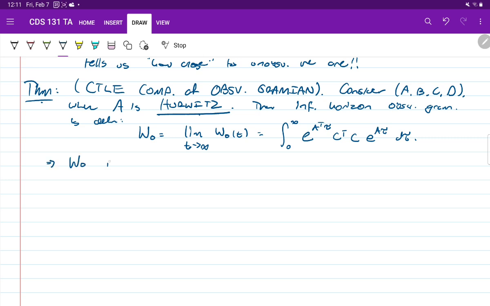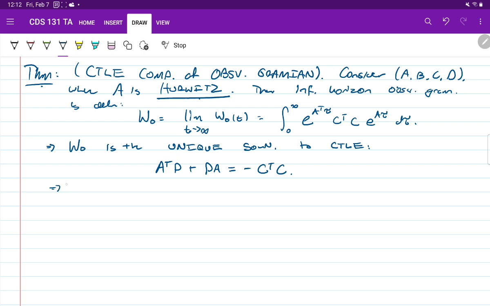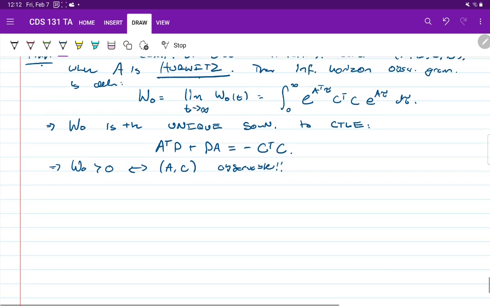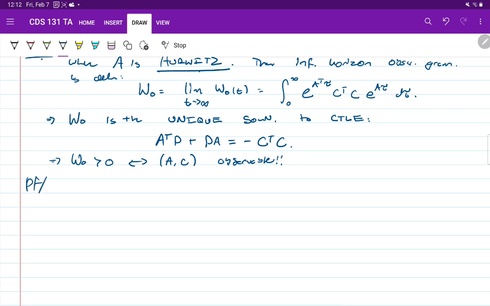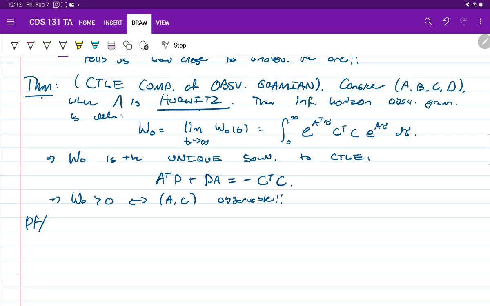Then we have that W_O is the unique solution to the continuous time Lyapunov equation A^T P + PA = -C^T C. And further, W_O being positive definite is in fact a sharp characterization of (A, C) observable. Okay, I just want to give a quick proof sketch of this because I think I went through it a little bit quickly last time.